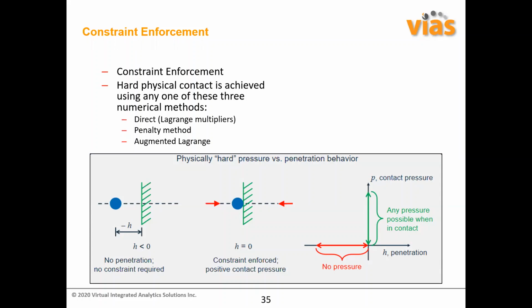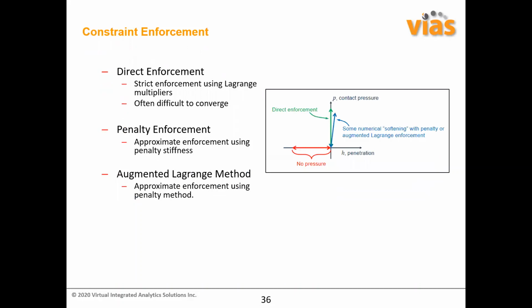If you wanted to plot it on a graph, the red regime on the horizontal axis means there was no contact. On the horizontal axis I have the penetration or the displacement, and on the vertical axis I have the contact pressure. Once the bodies come into contact with each other, any pressure is possible during the contact. That is the definition of hard contact. Ideally, that is what you would like to do, and in physical problems, that is what would happen.